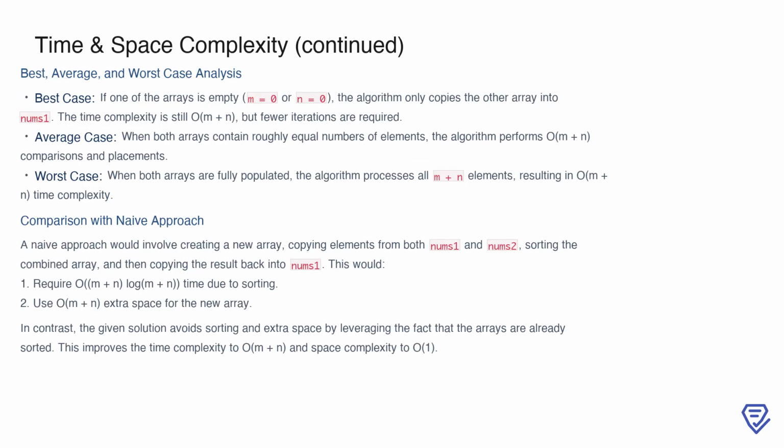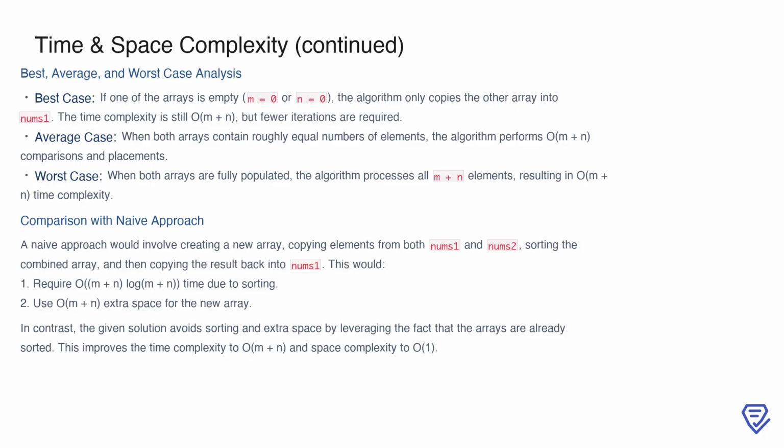The performance of this algorithm can be analyzed further by considering the best, average, and worst-case scenarios. In the best case, if one of the arrays is empty, the algorithm only needs to copy the other array into nums1, which still results in O(m plus n) time complexity but with fewer iterations. In the average case, when the arrays have roughly equal numbers of elements, the algorithm performs O(m plus n) comparisons and placements to merge them. In the worst case, when both arrays are fully populated, the algorithm processes every single element, resulting in O(m plus n) time complexity as well.